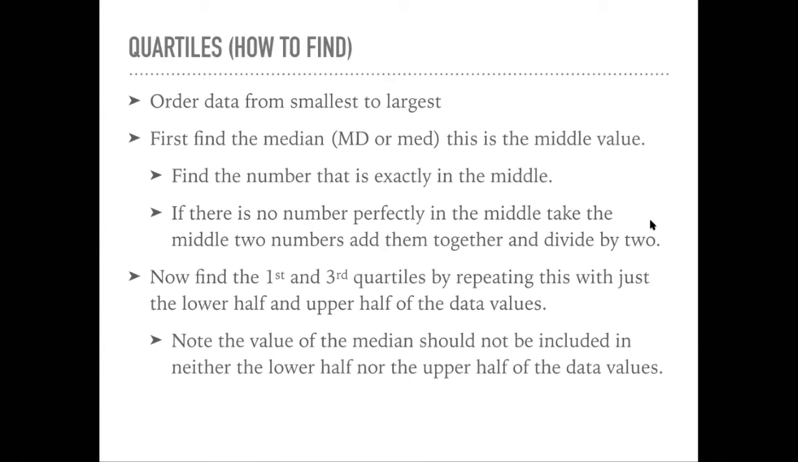Now to find the first and the third quartiles, we're just going to repeat this process using just the lower half of the data, find the median there, that gives us our first quartile, then use the upper half of the data, find the median there, and that's our third quartile.